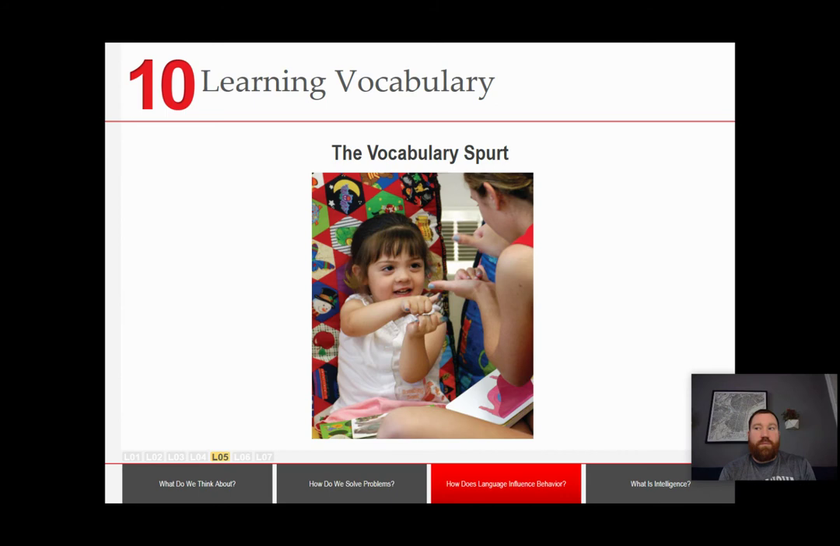So signing, if you are a parent of a deaf child, it's important, if you don't already know sign language, to learn sign language as quickly as possible, so that the child can develop in a language rich environment.